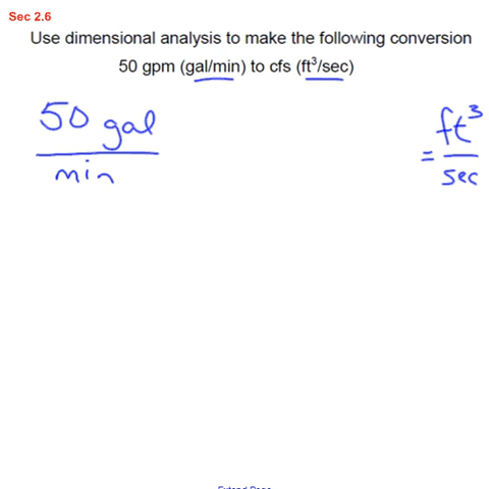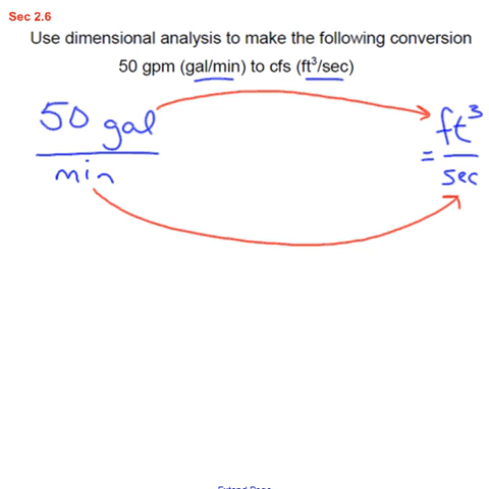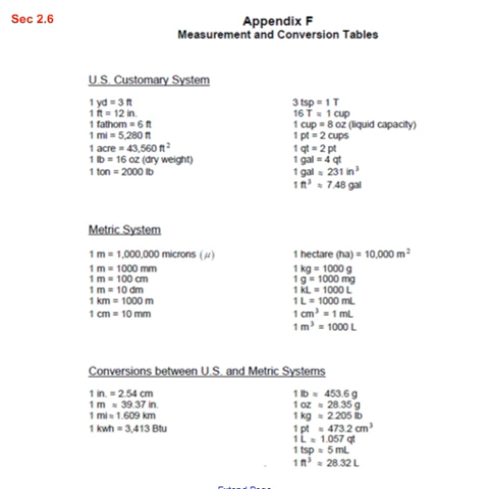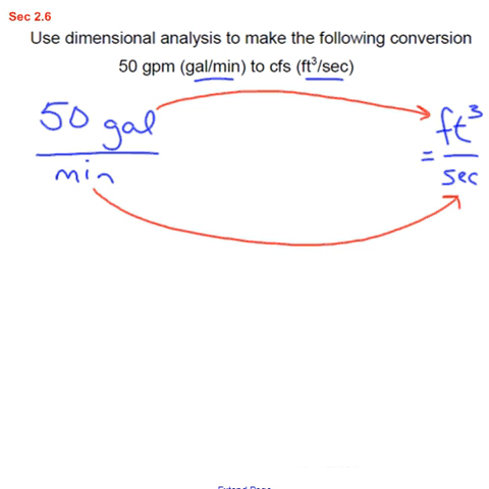So that tells us that we in some way need to go from gallons to cubic feet, and we need to go from minutes to seconds. You know how to go from minutes to seconds, so let's focus on gallons to cubic feet for the moment. So I'm going to go back to my appendix and I'm going to look around. So gallons to cubic feet, here it is right here, 7.48 gallons equals 1 cubic foot. So I'm going to make that into a fraction.